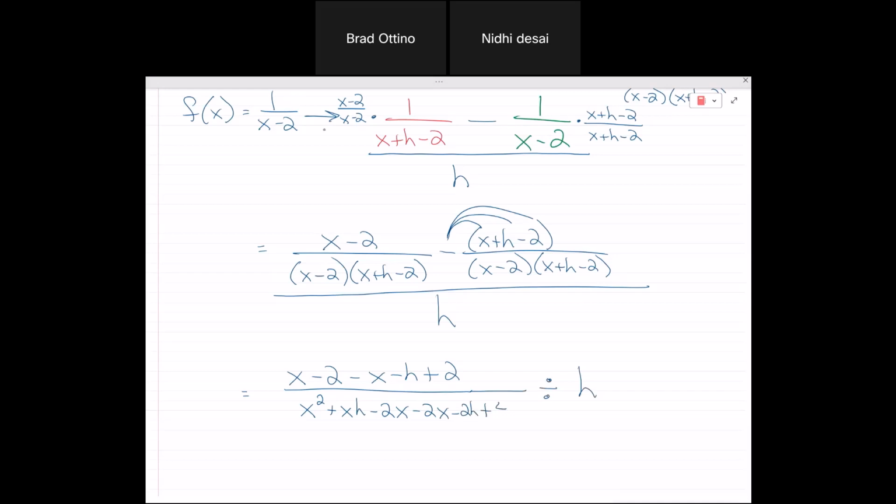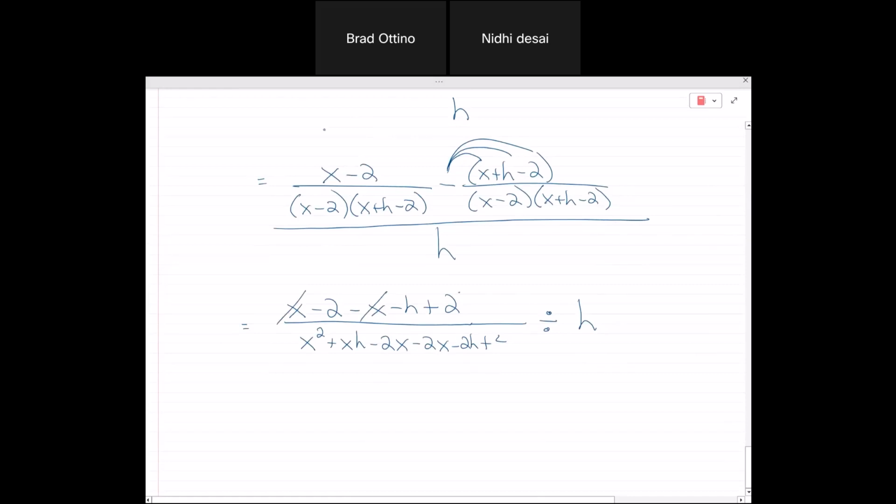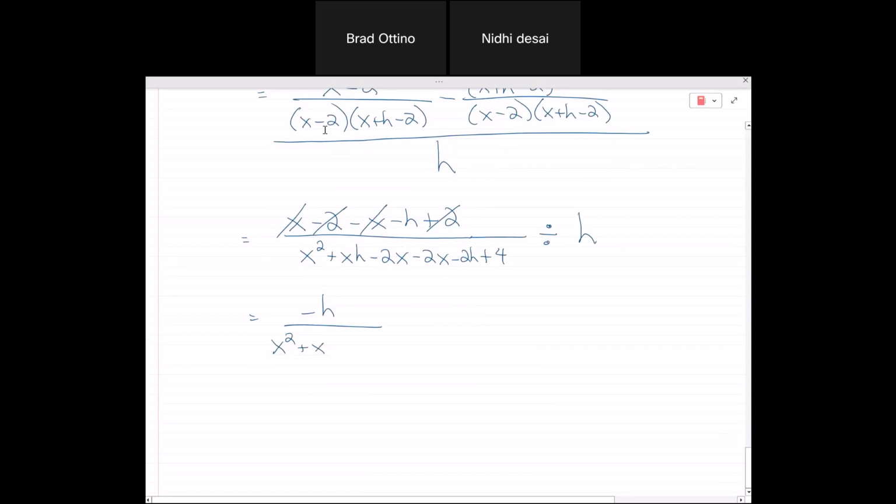Usually whenever we do these kind of problems, we get a lot of terms that cancel. So in the numerator, the x's cancel, the 2's cancel. We get negative h on top. In the denominator, we get just x squared plus xh minus 4x minus 2h plus 4.